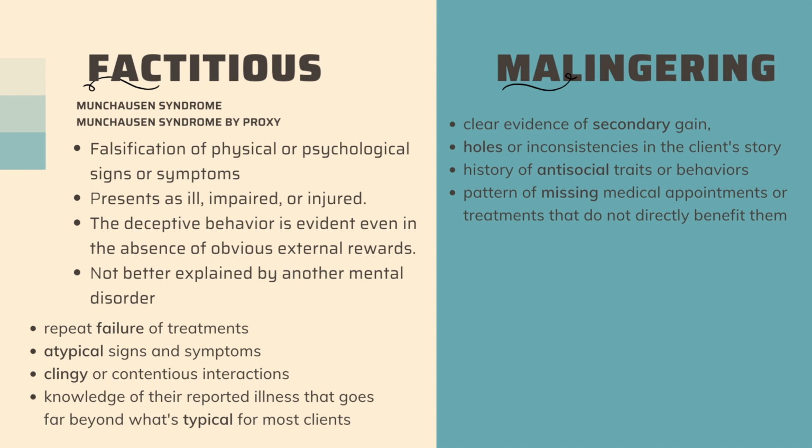Like with factitious disorder, diagnosing malingering can be hard, as a definitive diagnosis requires clear evidence of fabrication. However, there are a few key clues that will help alert you to the presence of malingering. You can use the mnemonic SHAM, which stands for clear evidence of secondary gain, holes or inconsistencies in the client's story, a history of antisocial traits or behaviors, and a pattern of missing medical appointments or treatments that do not directly benefit them. Just like factitious disorder, even if all these clues are here, that's not enough to definitively diagnose malingering, though it still can be strongly suggestive of it.